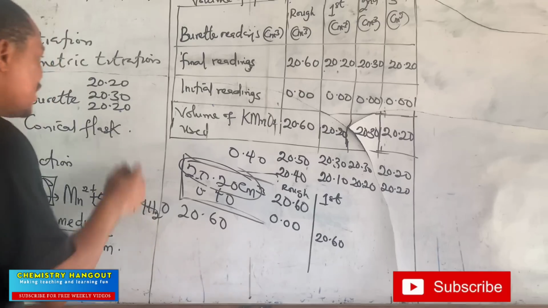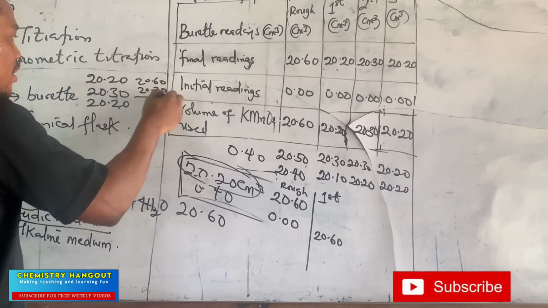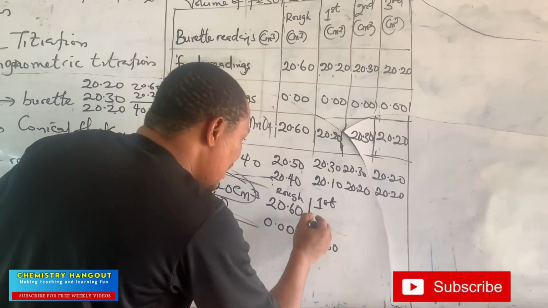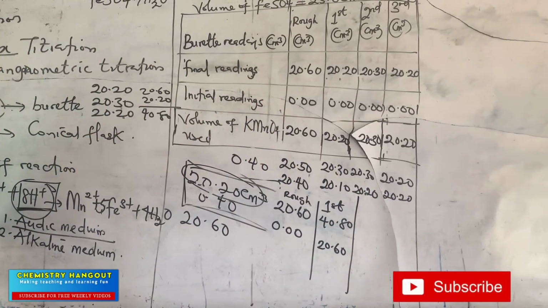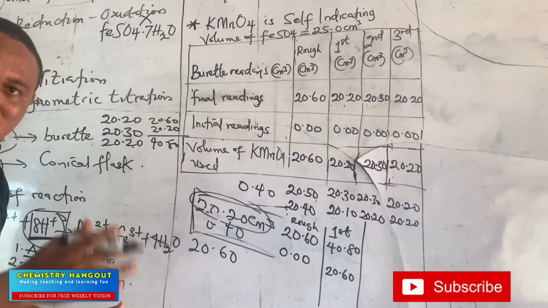So I will add it to this. So when I add 20.60 to 20.20, that will give me 40.80. Do you see that now? So this one now, I'll write 40.80. This is a smart move. This is another smart move, just to look different. So you can pick any of the format I'm giving you.